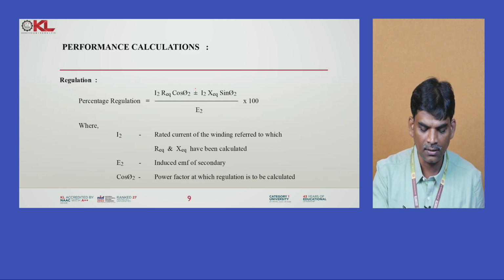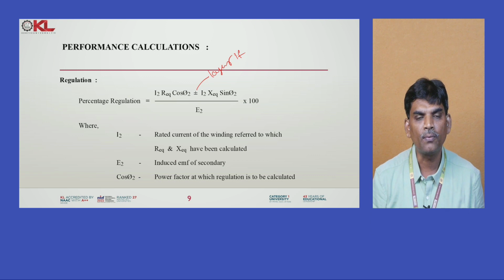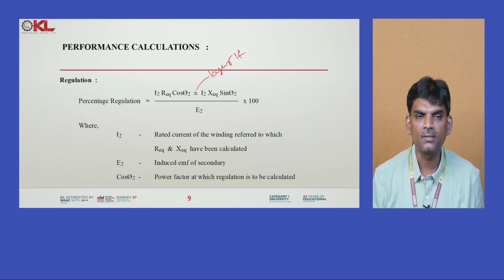Here the plus sign is generally used for lagging power factors. It is a predetermination technique, so we find the regulation without connecting the load. By the OC test we calculate the iron losses, by the SC test we calculate the copper losses, and after that, using the test data, we calculate the circuit parameters and equivalent circuit parameters of the transformer.